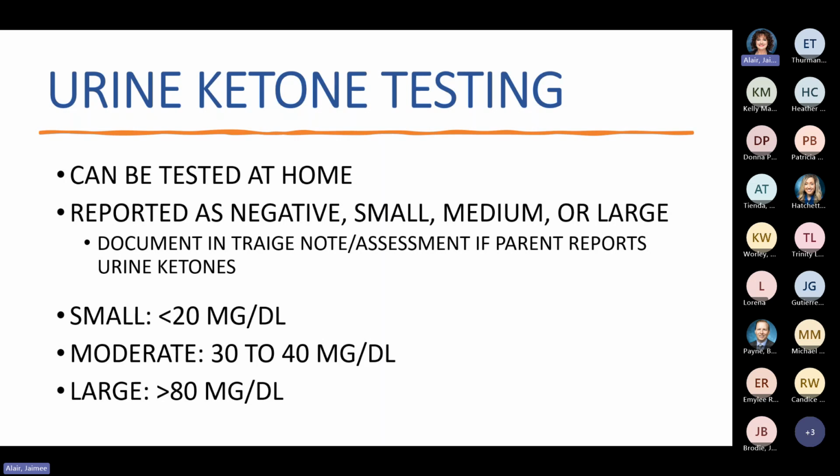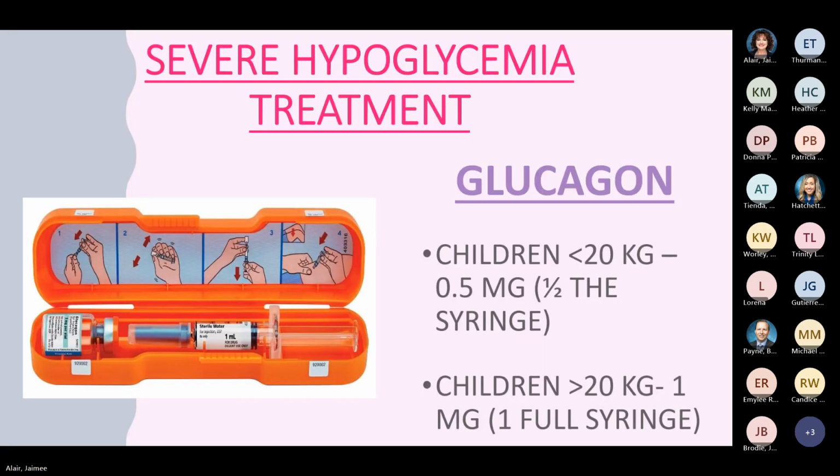They're going to test their urine ketones at home. They're reported as negative, small, medium, or large. When they come in, we should document that in our triage note, and we should notify the physician of whatever the patient reports it as. Not all strips are exactly the same, but this is generally about how many ketones are in each small, moderate, or large category.